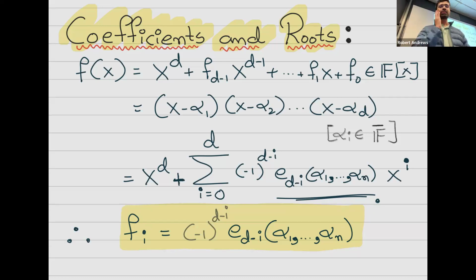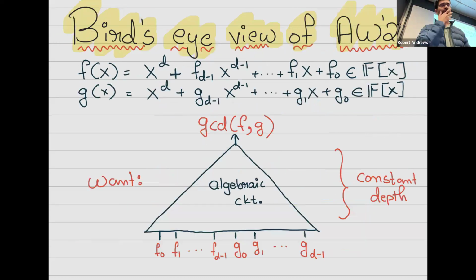Okay. So now I would like to give a very high level overview of what is happening in Andrews-Wigderson. This will not do justice, I will not go into a lot of details, but maybe just a very, very high level picture. This is what we want: we have polynomials f and g, and we want to compute the GCD of f and g in constant depth. We want a circuit of this form.